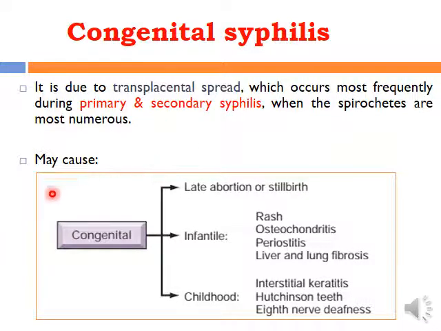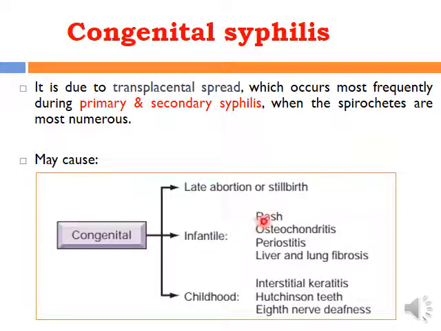So the clinical presentation, how does congenital syphilis present? It presents in three patterns. Either during pregnancy there will be abortion and stillbirth, which usually occurs late in the pregnancy, that is during the 6th month of gestational age. The other one is the infantile type. The infantile type usually develops during the first 2 years of life.